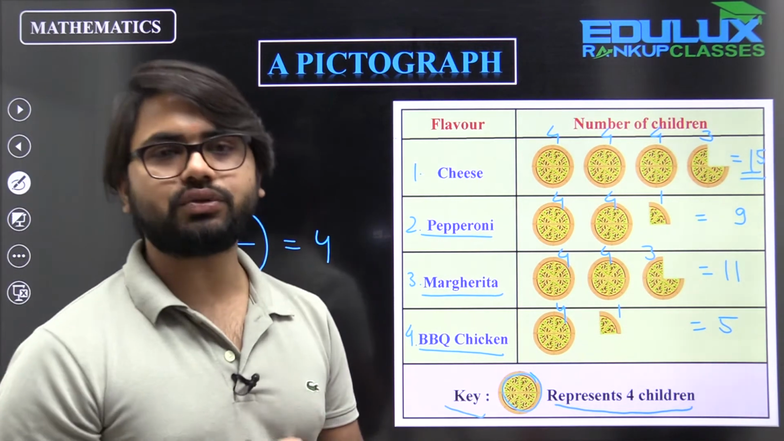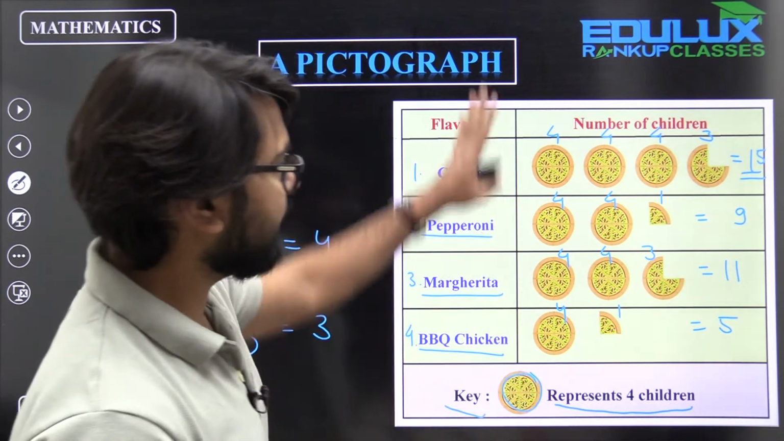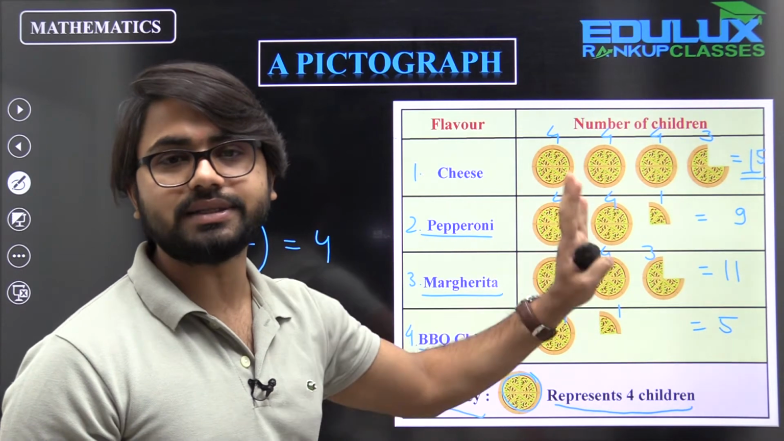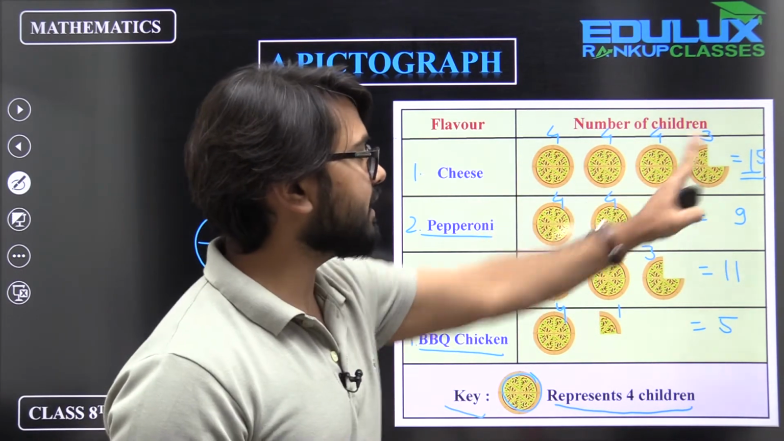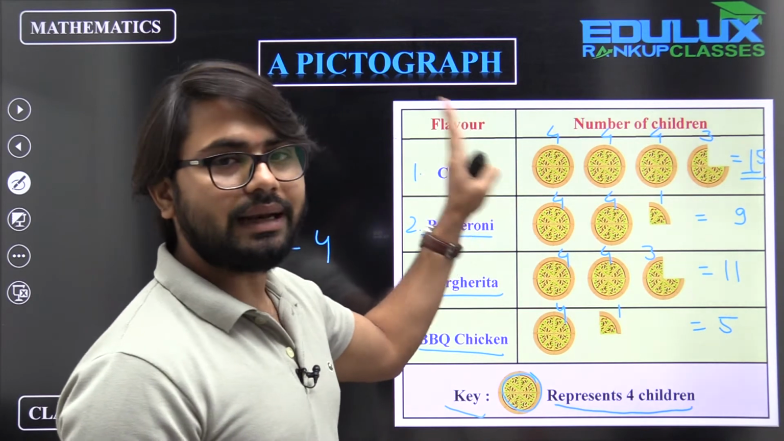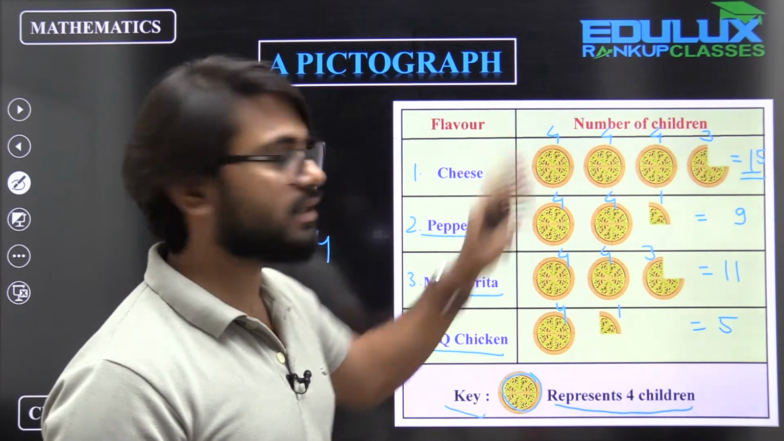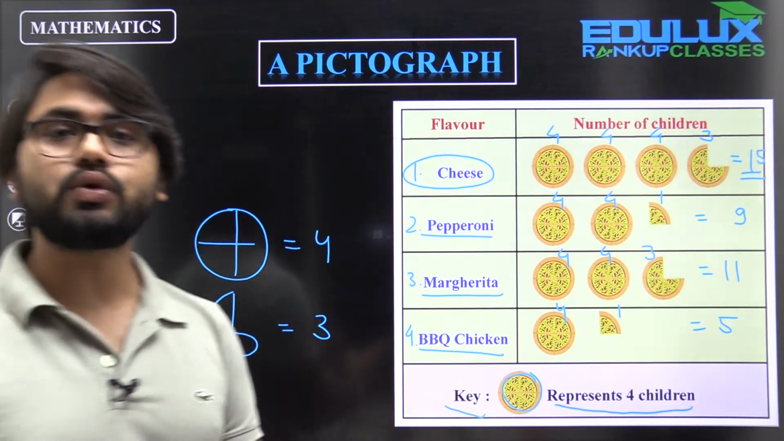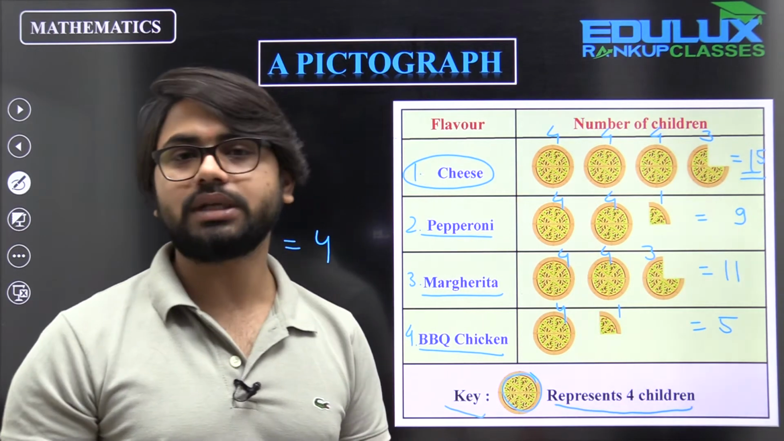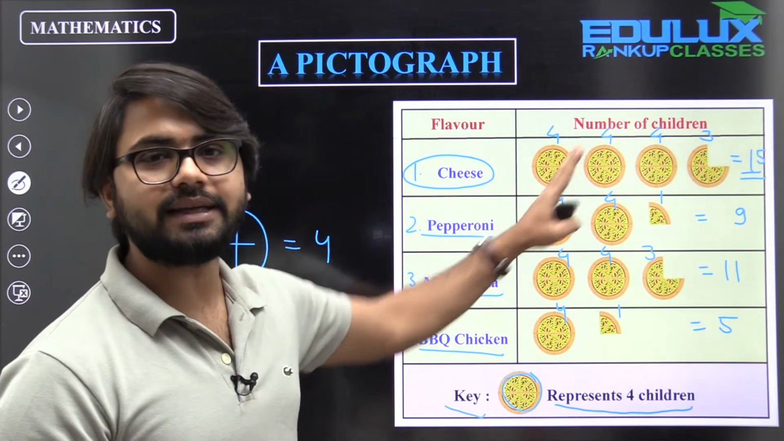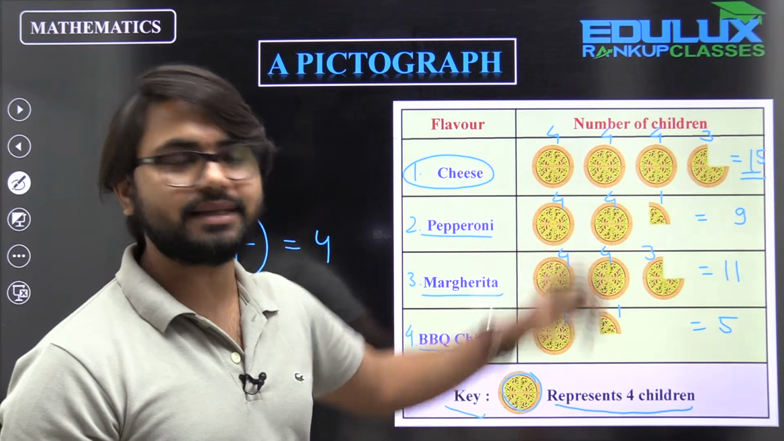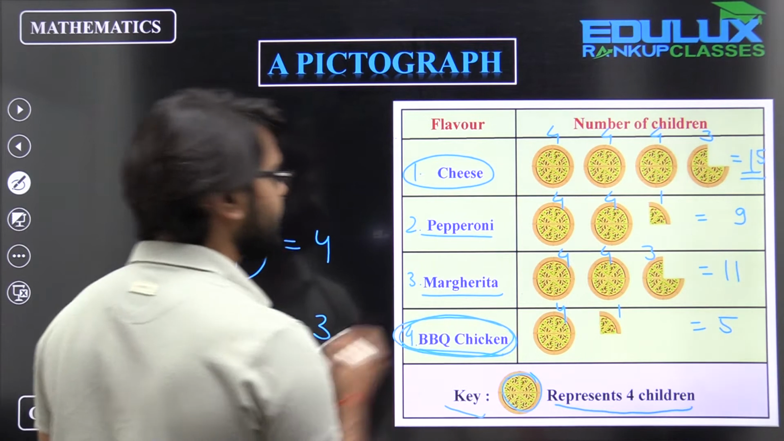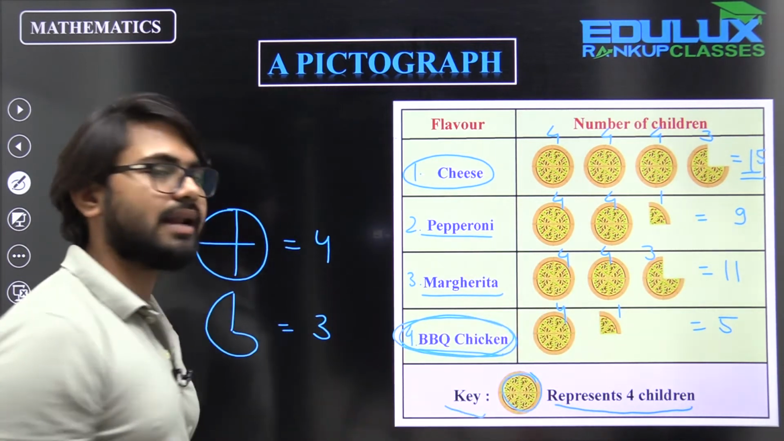By this pictograph, we can analyze by looking at the pictures without actually calculating the number of children. You can see there are more pizzas, meaning this is the pizza mostly liked by the children. This is the most popular pizza among the children. Cheese pizza is the most popular pizza among the children. By just looking at this pictograph, we can give this information. And BBQ chicken is the least favorite of the children. As you can see, only 5 children are liking this pizza.